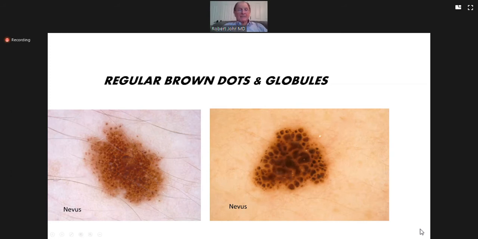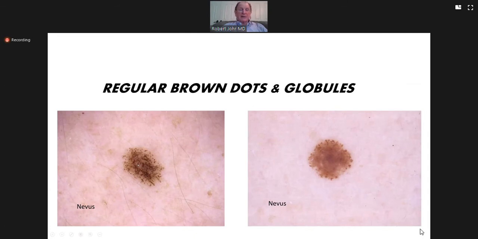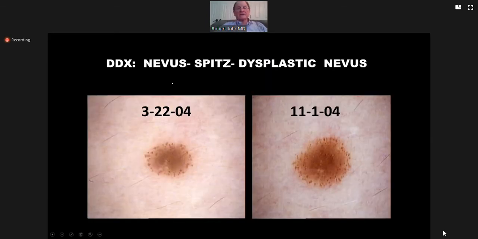Another example, you might think they're irregular. With experience, you'll get better at this. Some people would say these are irregular, but I would say they're regular brown dots and globules. They look more or less the same size and shape. And this lesion over here has regular brown dots and globules at the periphery. When you see that, it creates a differential diagnosis. You can see regular brown dots and globules at the periphery of the nevus, Spitz nevus, or dysplastic mole.